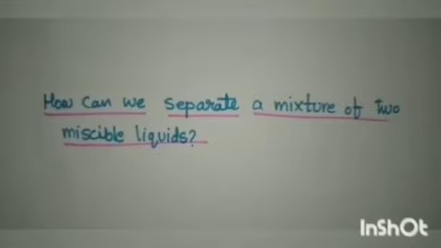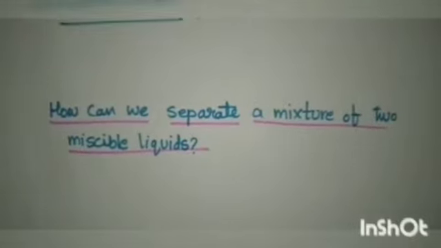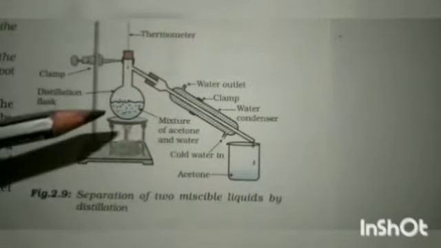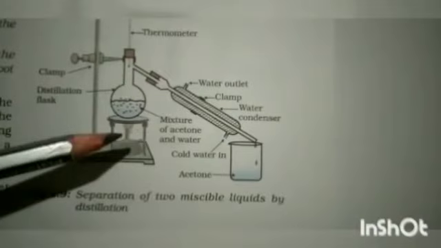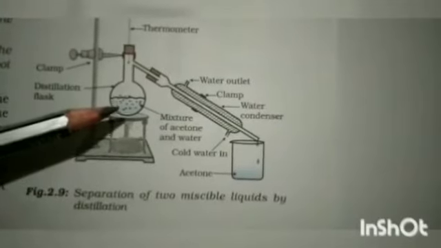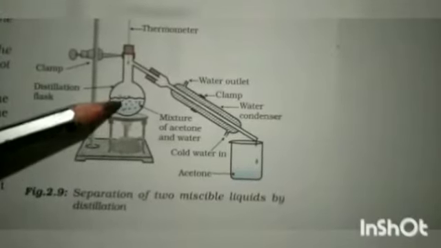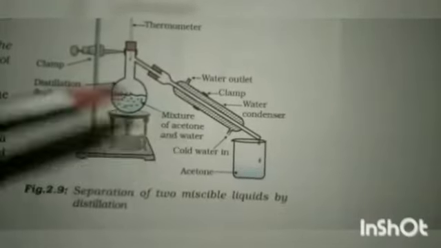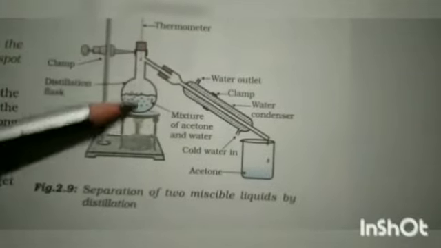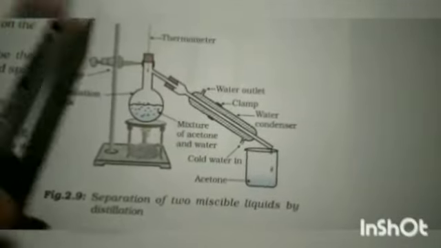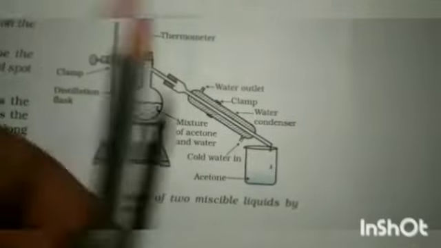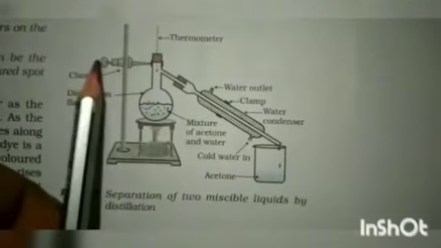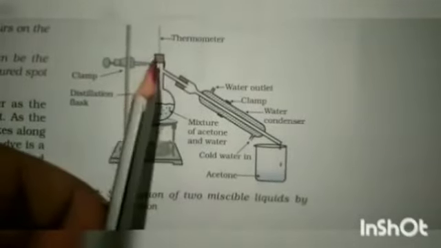Now we'll try to separate these miscible liquids. There is an activity here. Let us try to separate acetone and water from their mixture. Here we have taken a mixture of acetone and water, nail polish remover and water mixed. This is called a distillation flask, and we have set up an apparatus. In this way, okay, clamp, this is the distillation flask, and this is the cork.